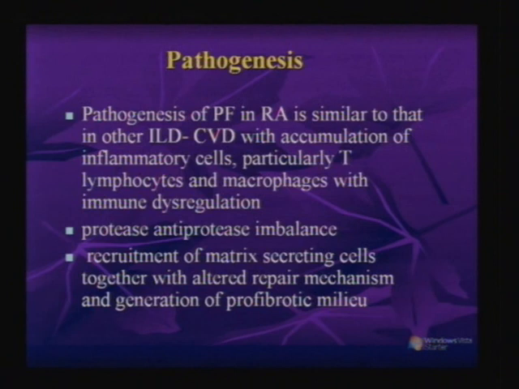Now coming to the pathogenesis. Pathogenesis of pulmonary fibrosis in rheumatoid arthritis is similar to that in other ILD CVDs, with accumulation of inflammatory cells, particularly T lymphocytes and macrophages, with immune dysregulation. There is a protease antiprotease imbalance, and it is associated with the recruitment of matrix secreting cells together with altered repair mechanisms and generation of a profibrotic milieu.